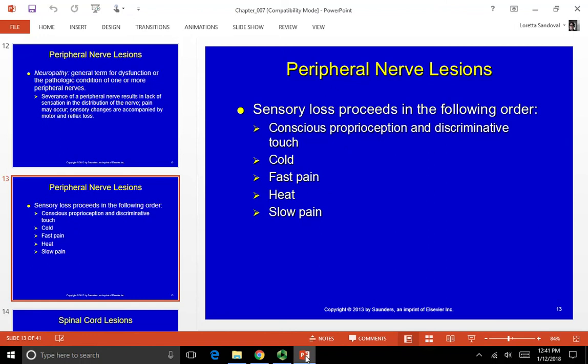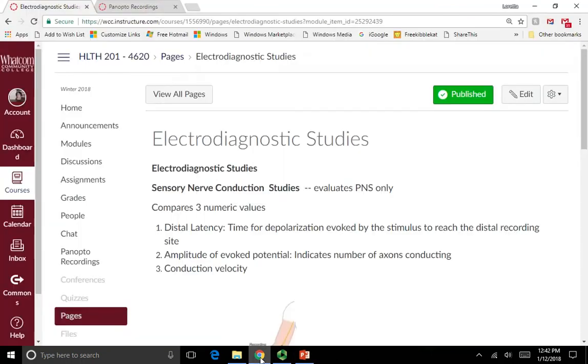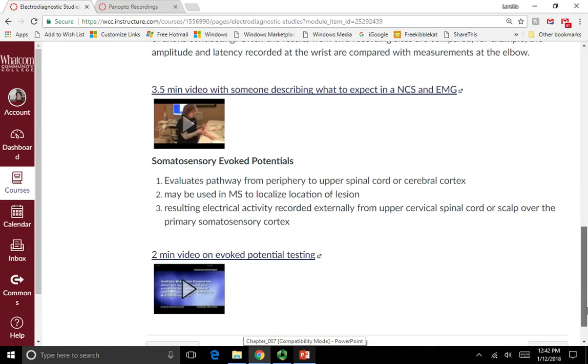Sensory loss proceeds in a particular order. First, you lose conscious proprioception and discriminative touch. Then you lose cold sensation, then fast pain, then heat, then slow pain. So darn it, slow pain is the last to go. So your feet could be numb and still in pain, which is just not fair in any way. But there you go. So sensory loss tends to go in that particular pathway.